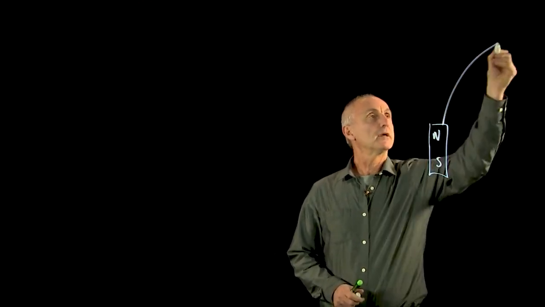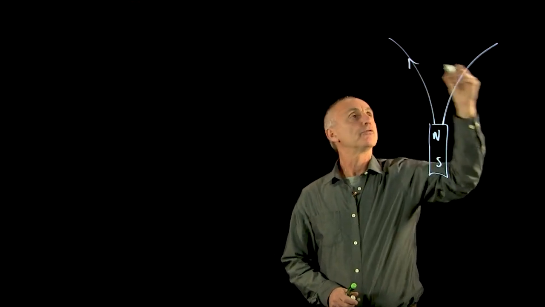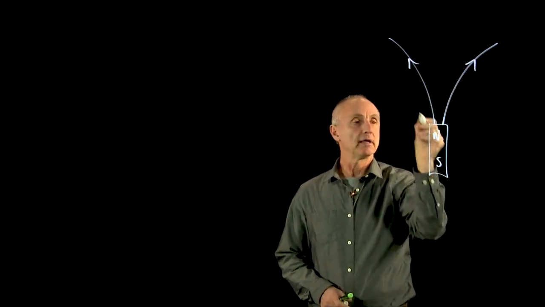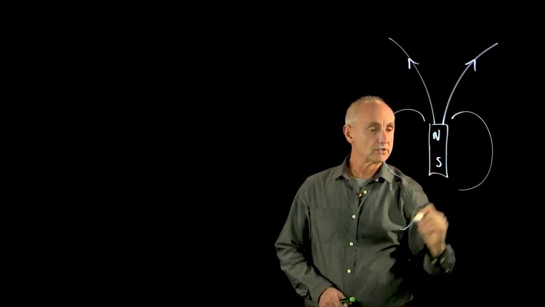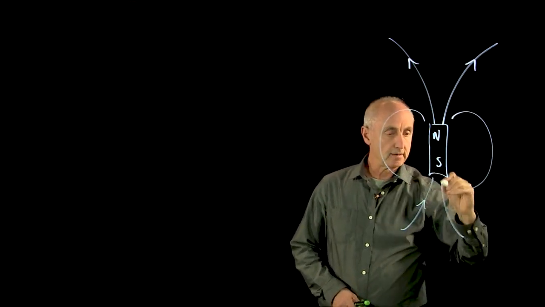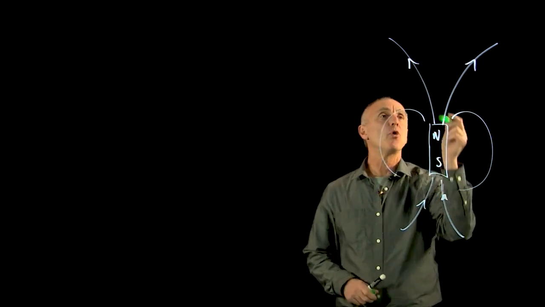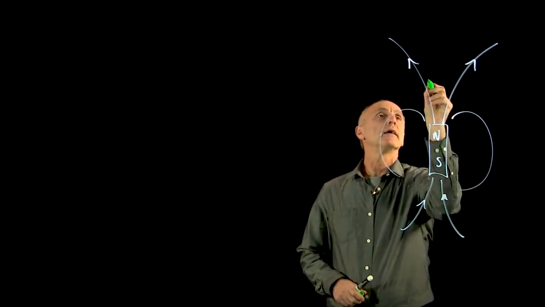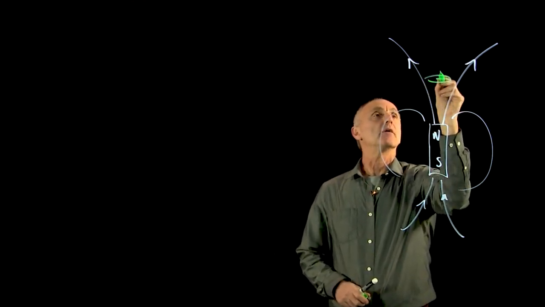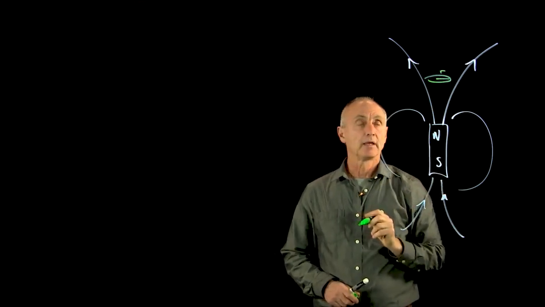Suppose we have a magnet, like a north-south magnet, and it's producing a non-uniform magnetic field. We'll just draw some field lines like that. And now let's put a small current loop inside here of radius r.